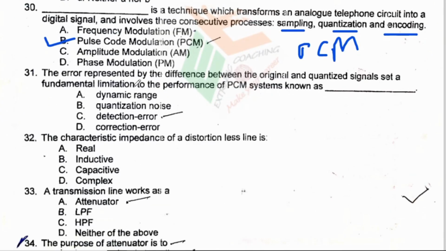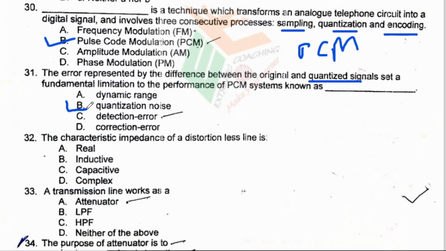Next question. The error represented by the difference between the original and the quantized signal set is a fundamental limitation to the performance of the PCM system. The error represented by the difference between the original and quantized signal is known as quantization noise. So option B is the correct answer here.